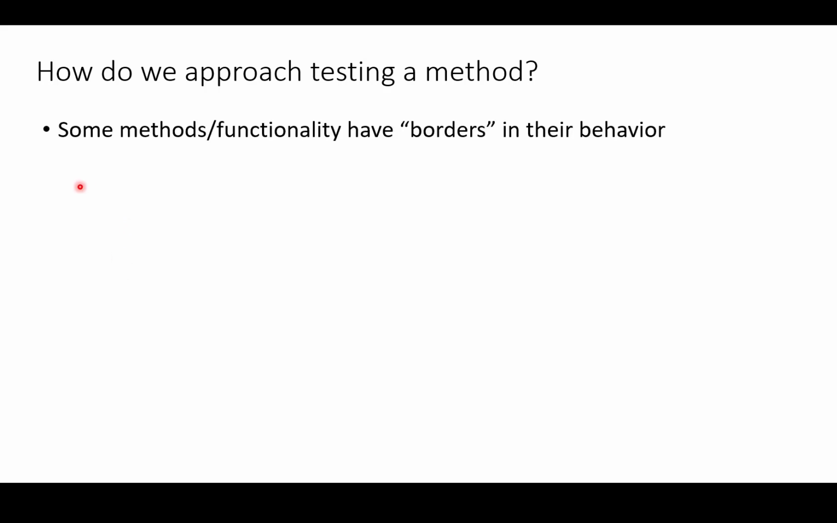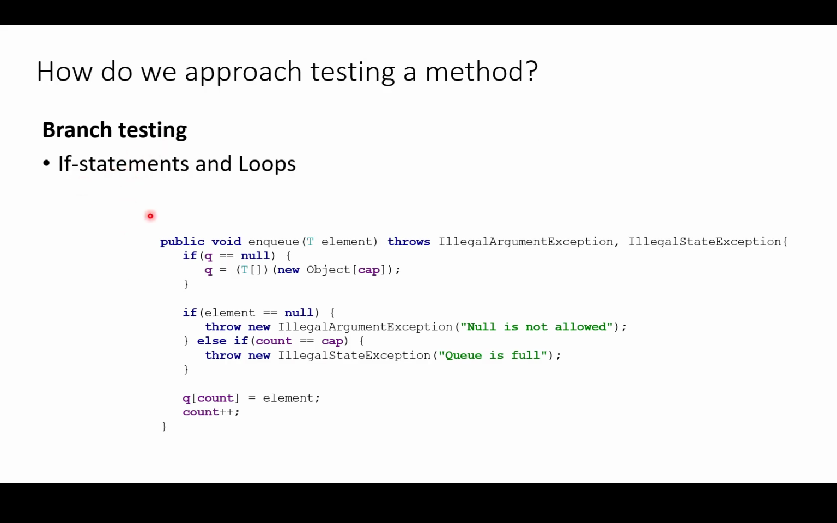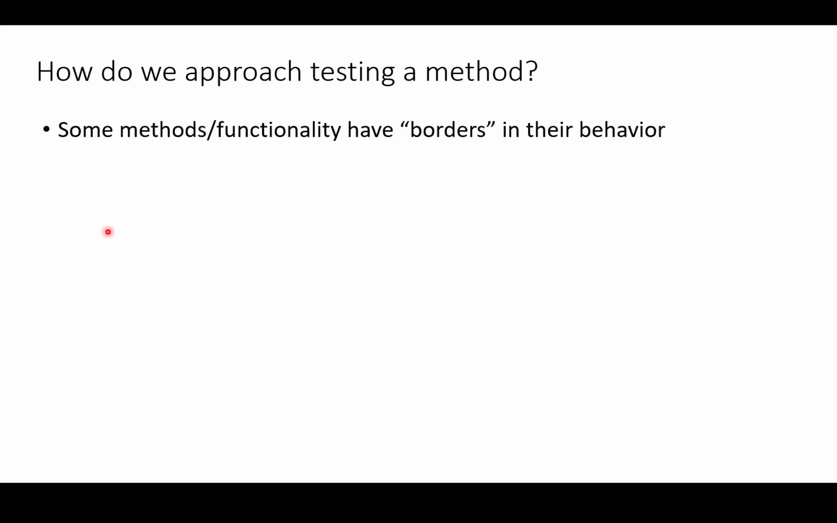Okay, so I hope the branch testing makes sense. It just means we have access to the code, and from the code I can see I might need to test various if statements. Next part is that some methods or some kind of functionality have what we can define as borders in their behavior. So I have a couple of examples here.